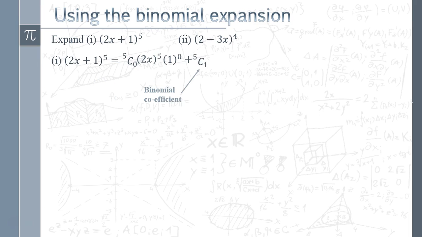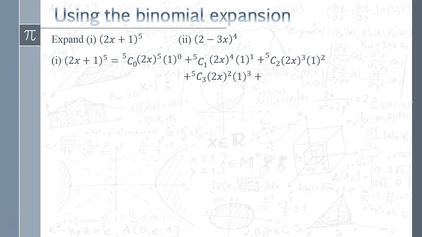Exactly the same in the next term. We've got our binomial coefficients, decreasing power of x, that's now power 4, and increasing power of y, that's now power 1. Very, very specific, very, very structured, three parts to each term. And on we go with the next term, so 5c2, 2x cubed, 1 squared, and the one after that.